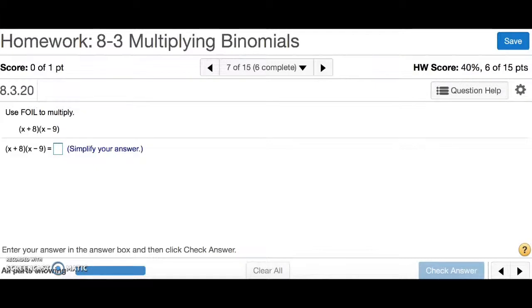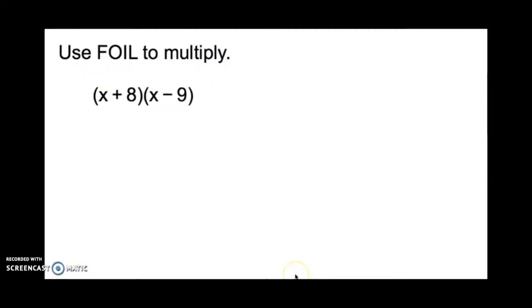Number 7 is asking you to use FOIL to multiply these. Let's take a look at what FOIL is and how to use it. Using FOIL is a way to multiply without forgetting to distribute. The trick is each letter in FOIL represents a step regarding the order in which you multiply. So like we have F representing first.